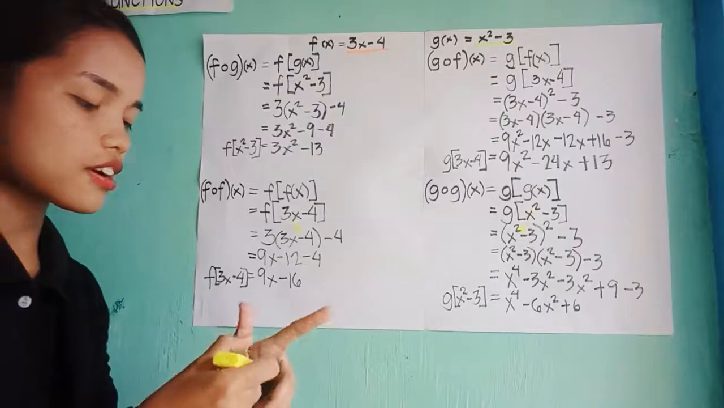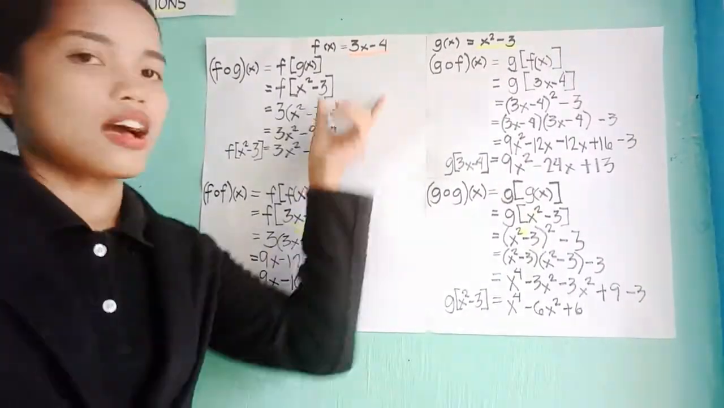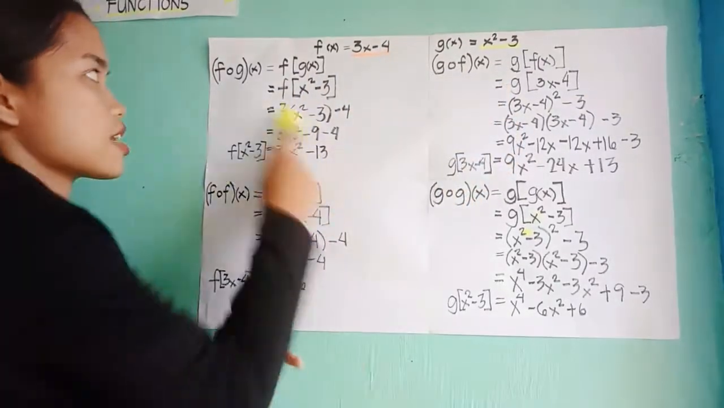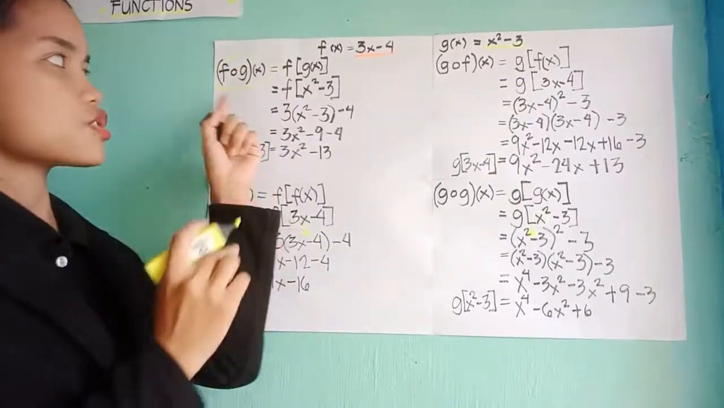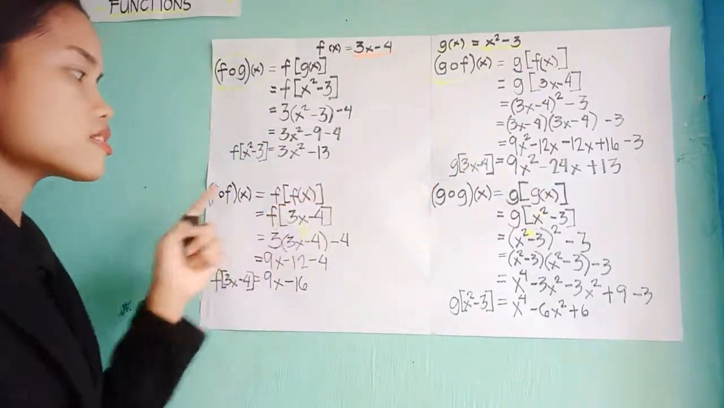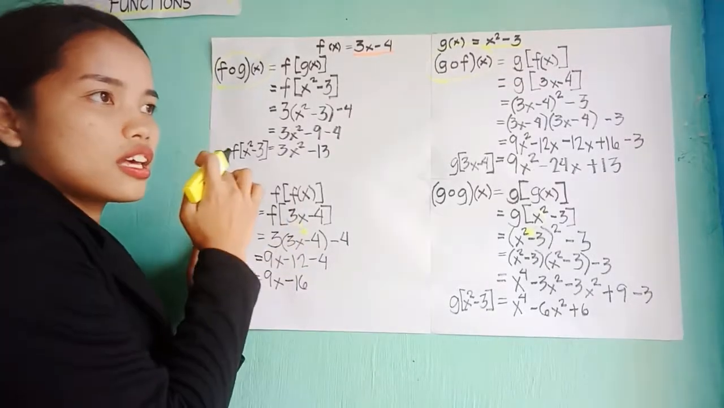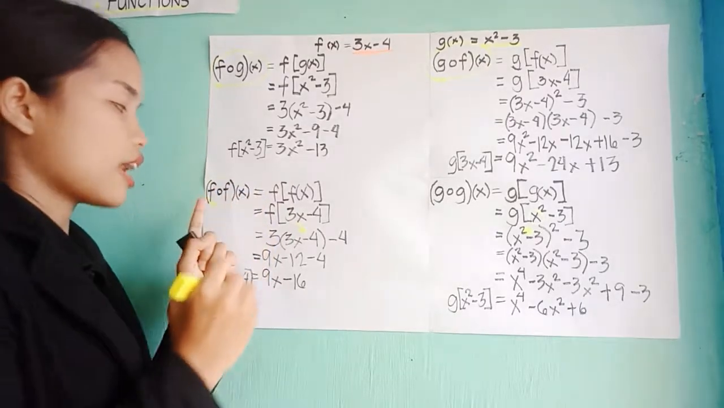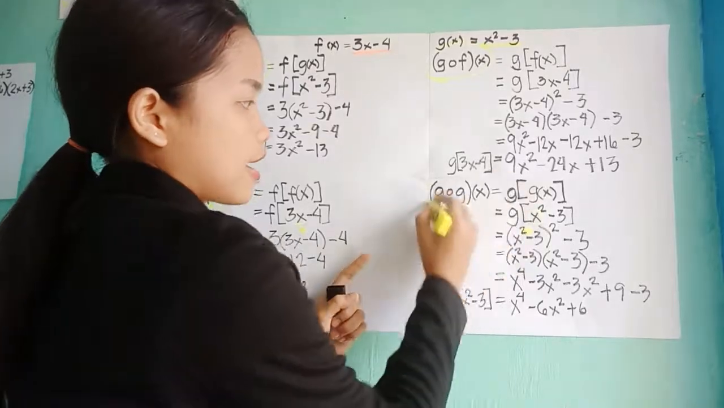As you can see, there are types of composite functions. One is a function being composed with another function, which are these examples: f composed of g of x and g composed of f of x. And these last two are a function composed with the same function: f composed of f of x and g composed of g of x.